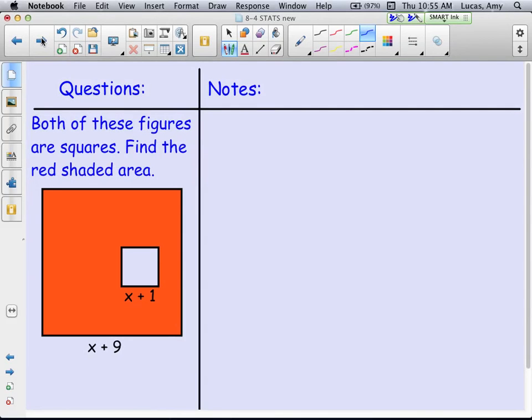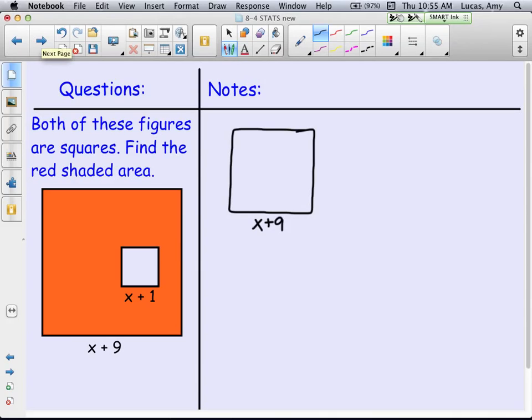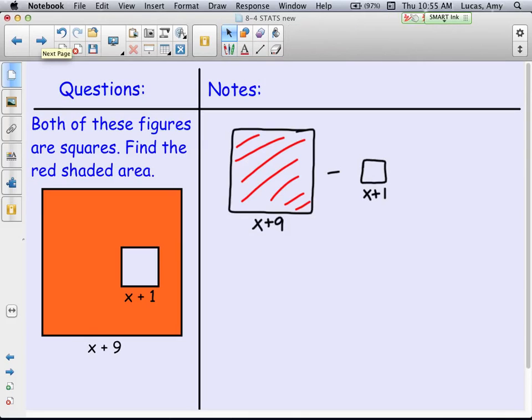Okay, moving on to something tougher here. Both of these figures are squares. Find the red shaded area. To find the shaded area, I'm going to take the entire square, the big square, and I'm going to subtract away the little piece that's not shaded. That would leave me with the part that's red. So I'm going to take the whole thing, and then subtract that little square that's not shaded red. And that would leave me with what you see in the picture.